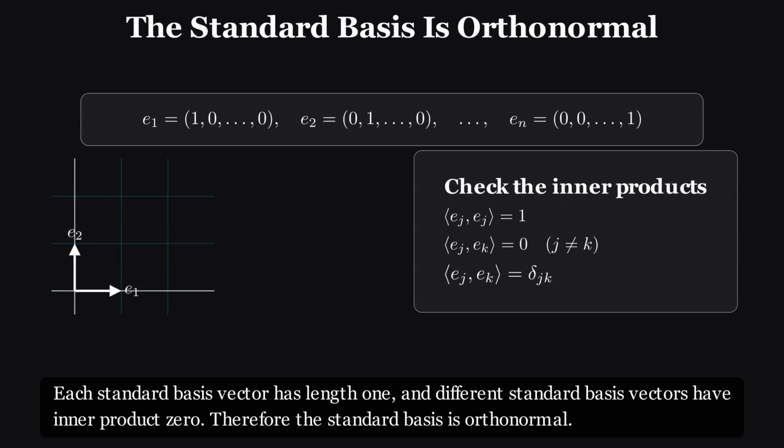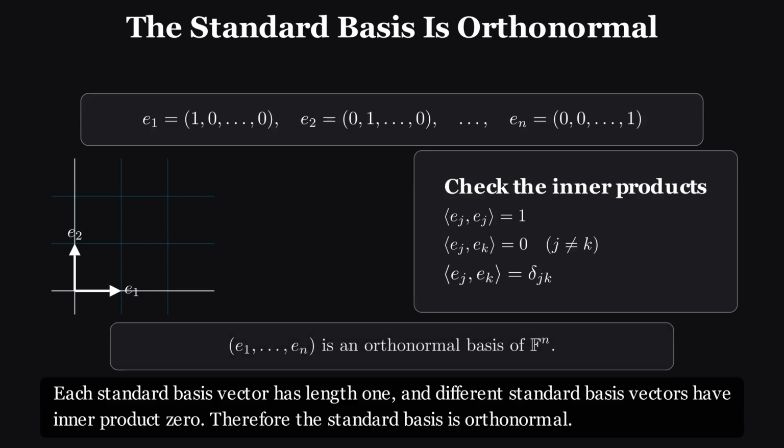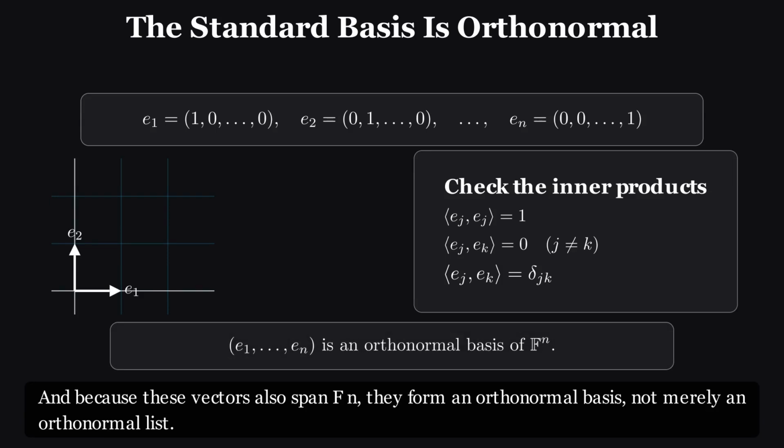Each standard basis vector has length 1, and different standard basis vectors have inner product 0. Therefore the standard basis is orthonormal. And because these vectors also span Fn, they form an orthonormal basis, not merely an orthonormal list.